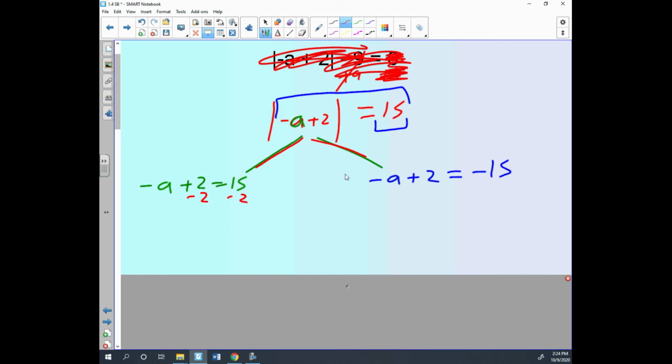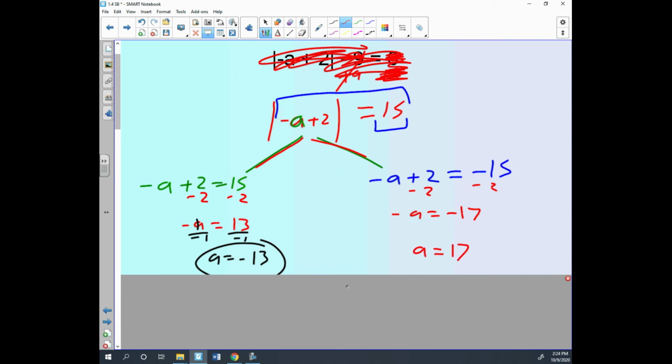So anyways, if I do that, I'm left with negative a equals 13. So therefore, really there's like a negative 1 there. Divide by negative 1, and you get a equals negative 13. And over here, 1 minus the 2, you get negative a equals negative 17. So therefore, regular a is going to be positive 17. Those are your two answers for that one problem.